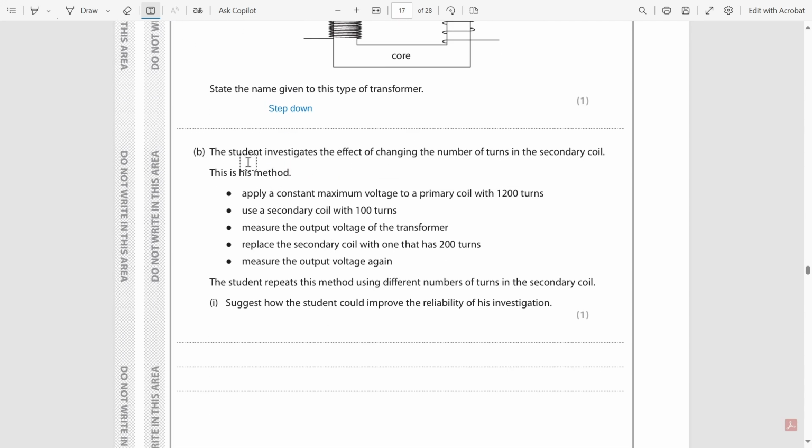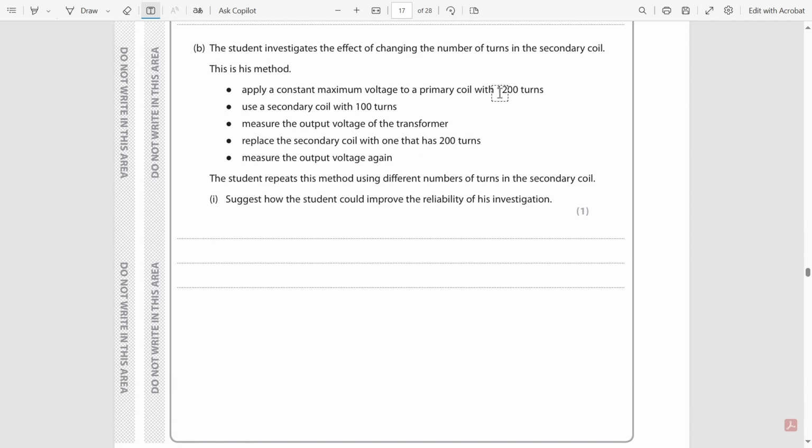Okay. The student investigates the effect of changing the number of turns. Just how the student can improve the reliability of his investigation. Apply constant maximum voltage to a primary coil with 1,200 turns. Is he actually going to do 1,000? Use a secondary coil with 100 turns.